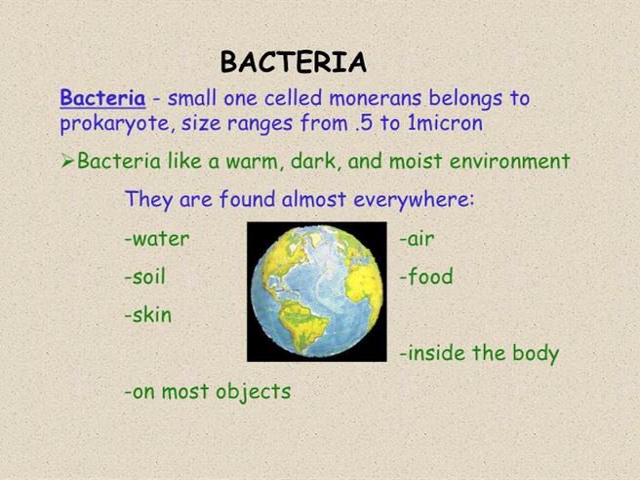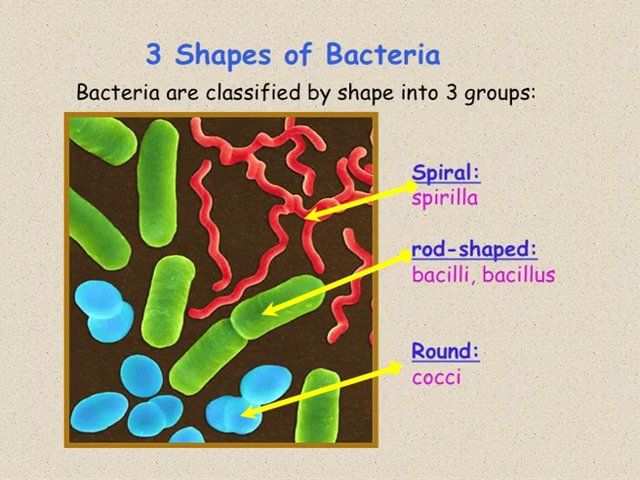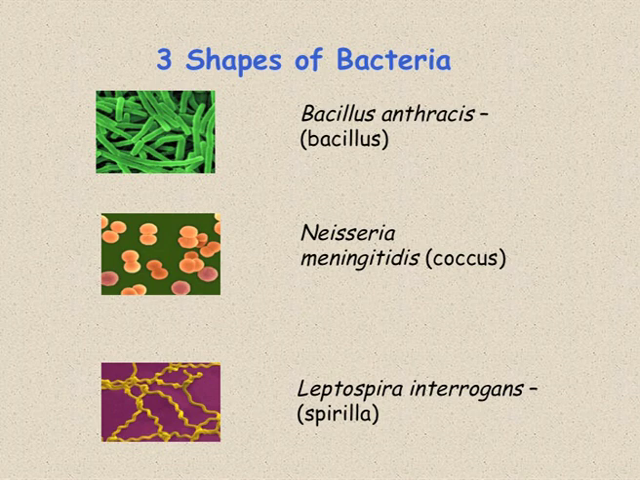There are different types of bacterial shapes based on their cell wall. There are three different bacterial shapes we can observe here. First one is spirilla, next one is rod shaped, next one is round shaped. Spiral is the example for spirilla, rod shaped we also call bacillus or bacilli, and round shaped we call cocci. Bacillus anthracis is the best example of bacillus, Neisseria meningitidis is the best example of cocci, and Leptospira is the best example of spirilla.